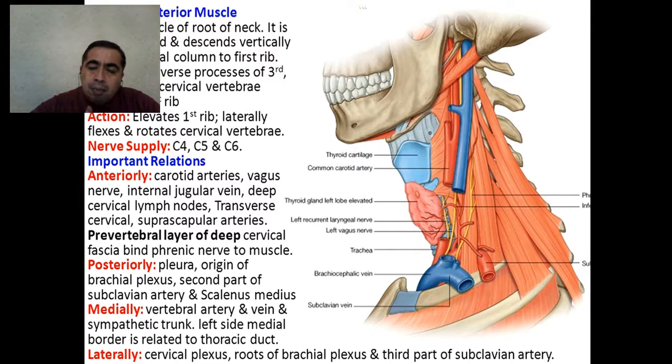These are the medial neighbors of this muscle. On the left side, the medial border is related to the thoracic duct. Laterally, there are the cervical plexus, roots of the brachial plexus, and the third part of the subclavian artery.